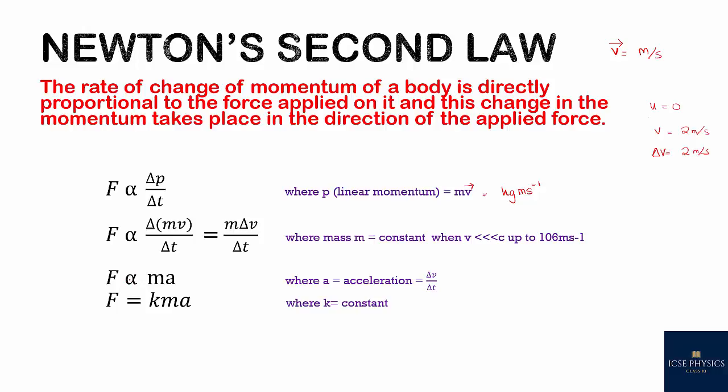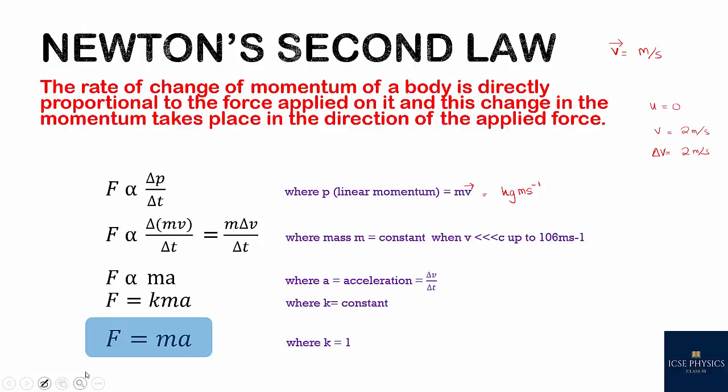Now it's directly proportional, it's not equal. So for making it equal, we have to add a constant here, and that constant is k. Now if k is equal to 1, then what will happen? Force is equal to mass into acceleration. So we get this formula, force is equal to mass into acceleration, from Newton's second law. So this is a fundamental law.